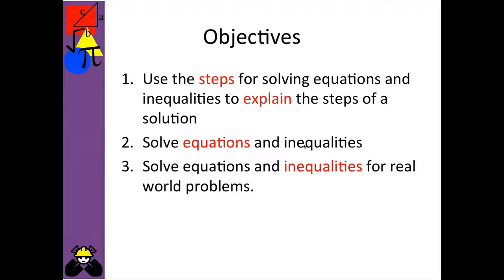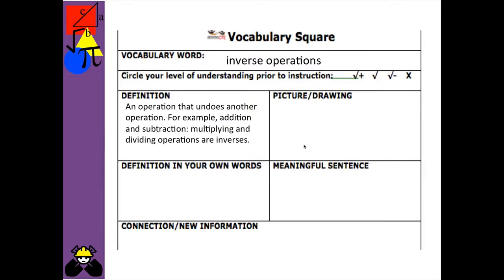Now, in the objectives today, fill in the missing terms. Step number 1, use the steps for solving equations and inequalities to explain the steps of a solution. Number 2 is we're going to solve equations and inequalities, so fill in the word equations. And number 3 is we're going to solve equations and inequalities for real-world problems. So let's get started.